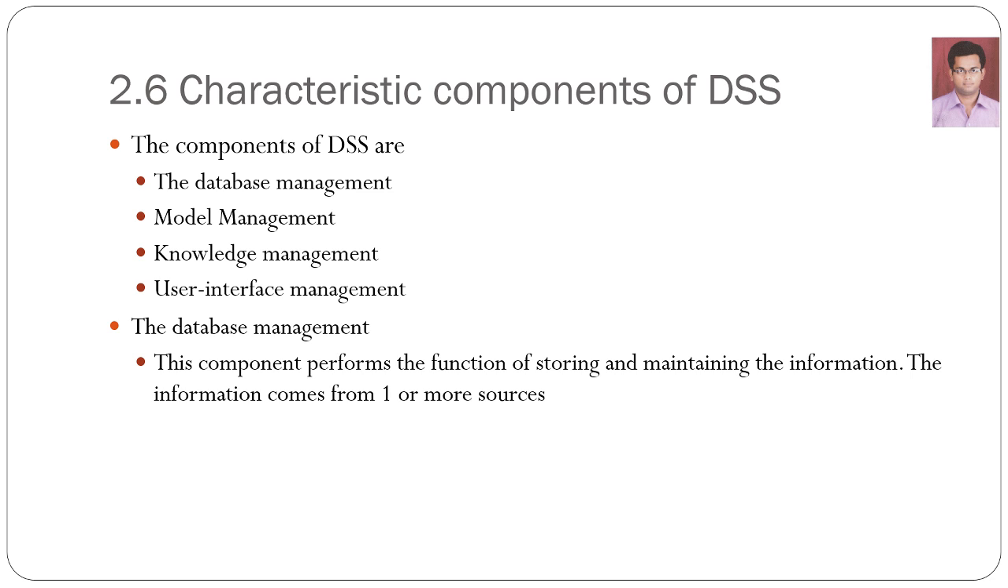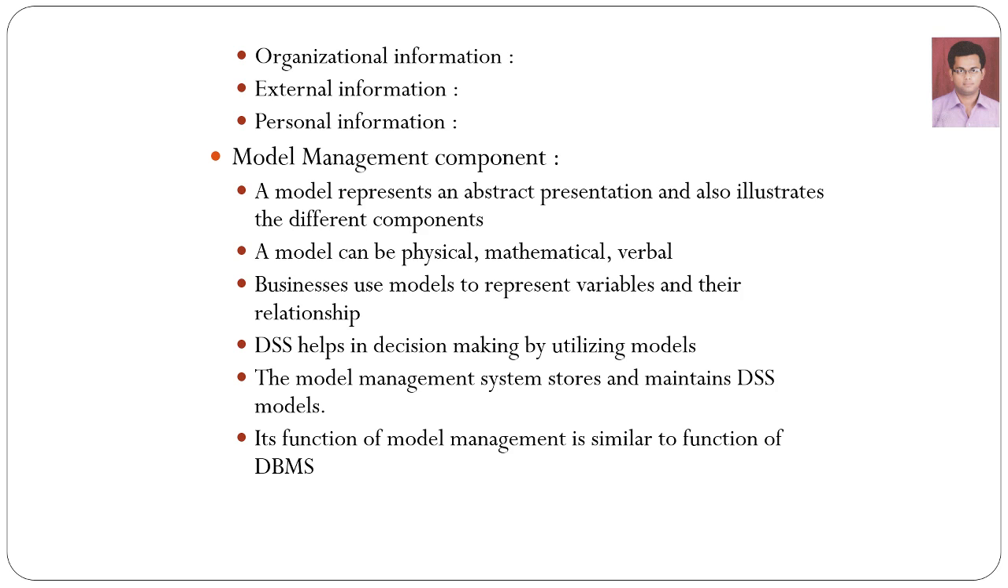Characteristic components of a decision support system are the database management, model management, knowledge management, and user interface management. The database management component performs the function of storing and maintaining the information. The information comes from one or more sources: organizational information, external information, personal information.